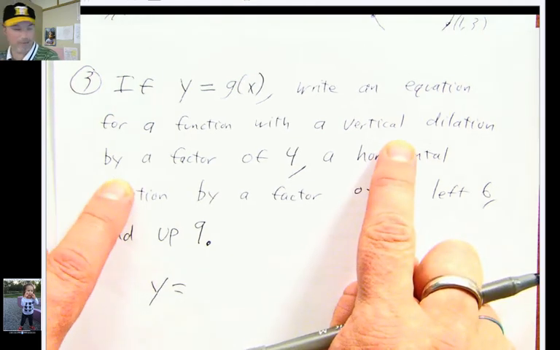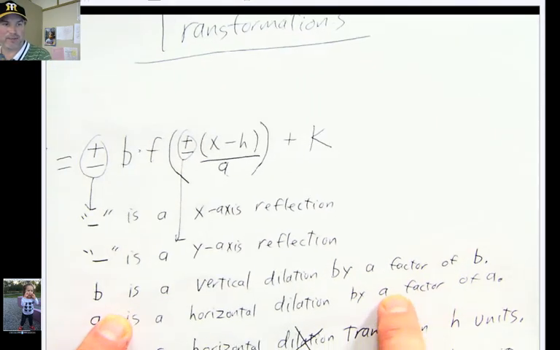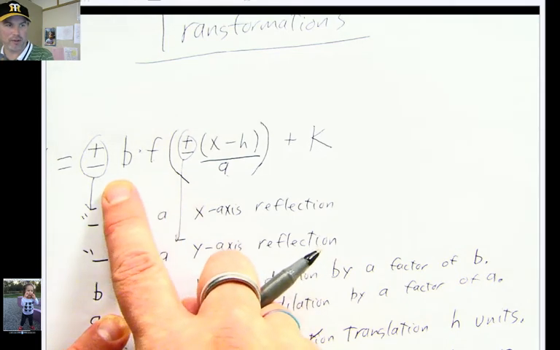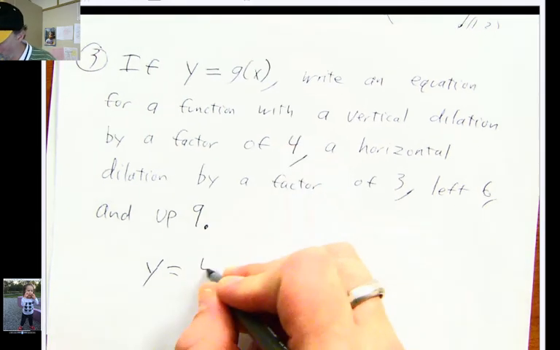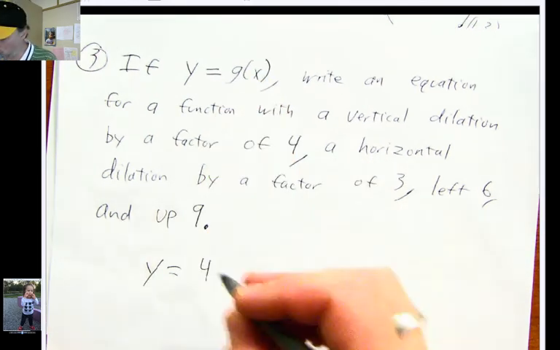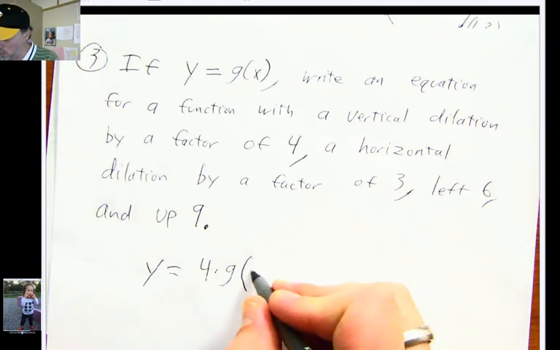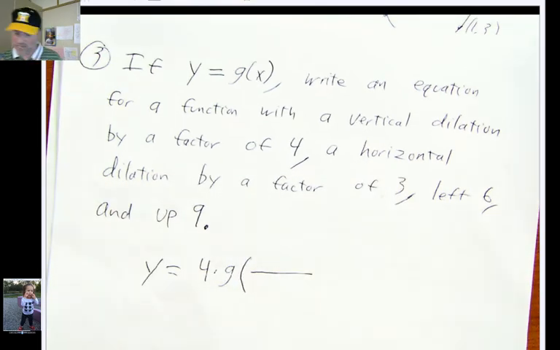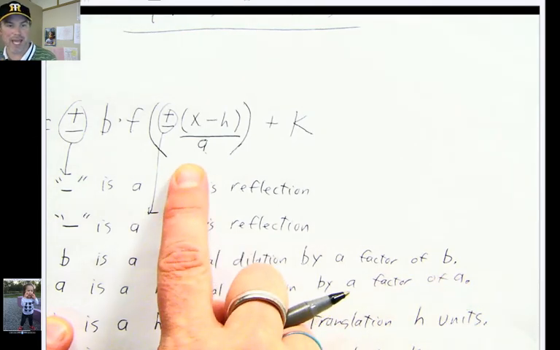Vertical dilation by a factor of 4. It's like this vertical dilation by a factor of b. So that means you're going to be multiplying the function by that b, or in this case, it's a 4. So 4, and it's a g function, so 4 times g of... Now we're going to go inside the function. Now, the horizontal dilation by a factor of 3, as we came up with earlier, a horizontal dilation by a factor of a would mean that it's x divided by a.